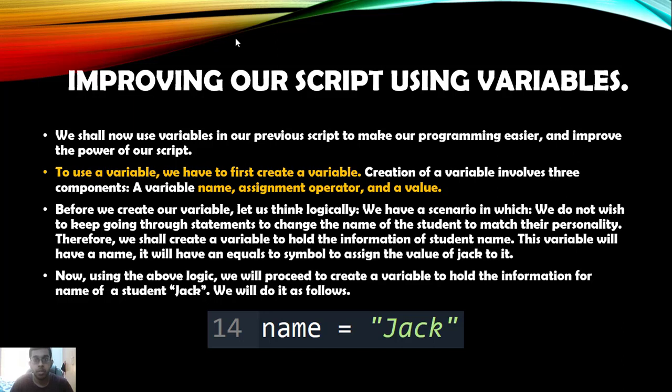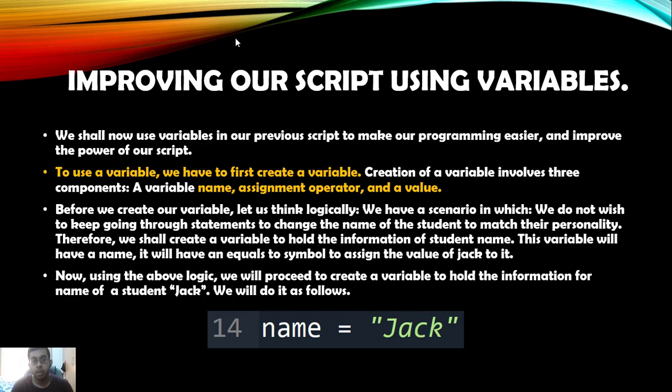Improving our script using variables. We shall now use variables in our previous script to make our programming easier and improve the power of our script. To use a variable, we have to first create a variable. Creation of a variable involves three components: a variable name, assignment operator, and a value.